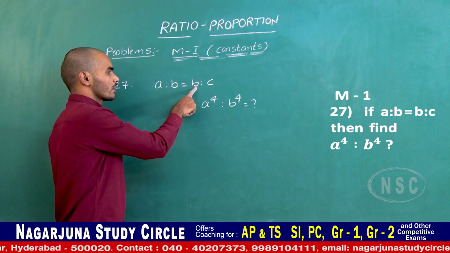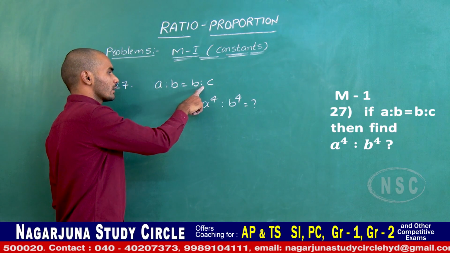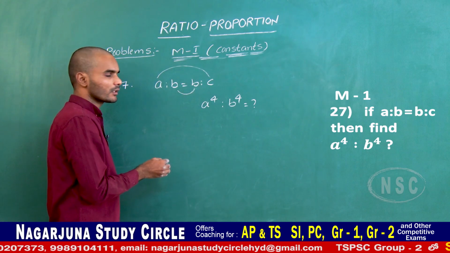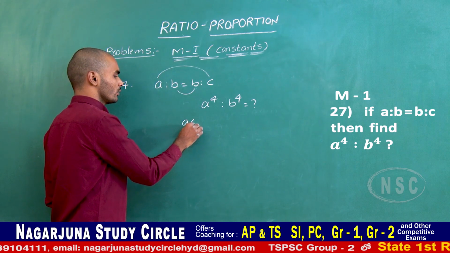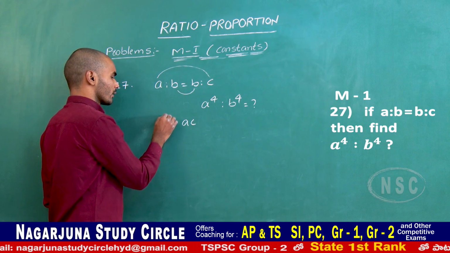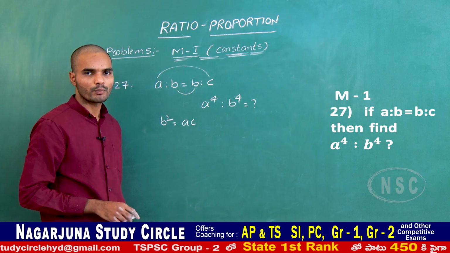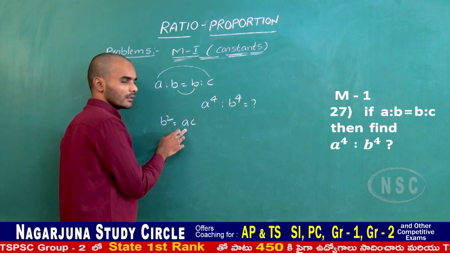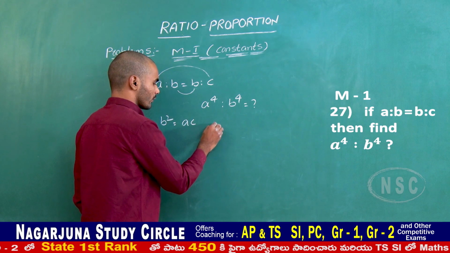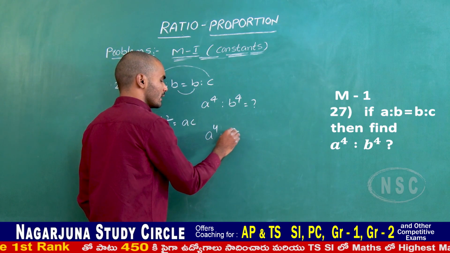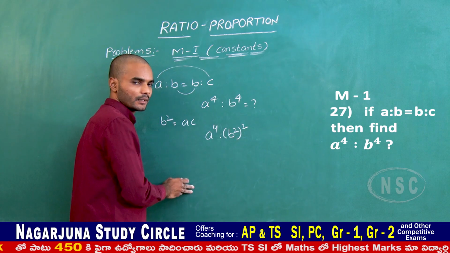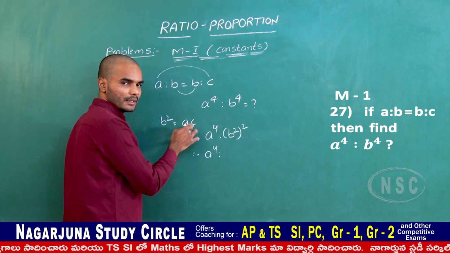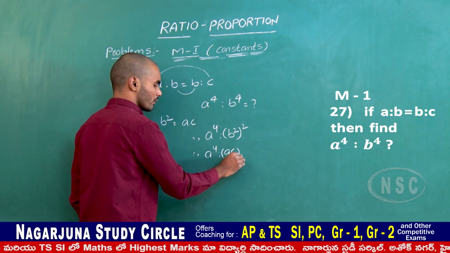In this continuous proportion, the condition is product of last terms equals product of midterms. Product of last terms AC is equal to product of midterms B square. This is the condition of continuous proportion. B square is equal to AC. A power 4 is to B power 4 means B square whole square. Then A power 4, B square means AC whole square.